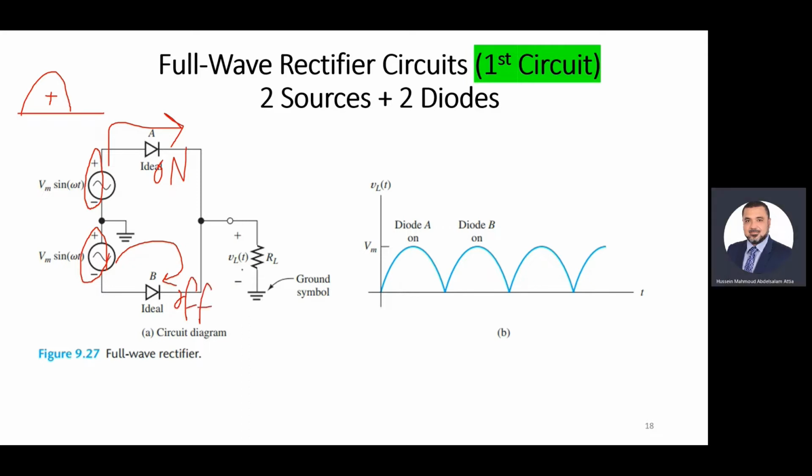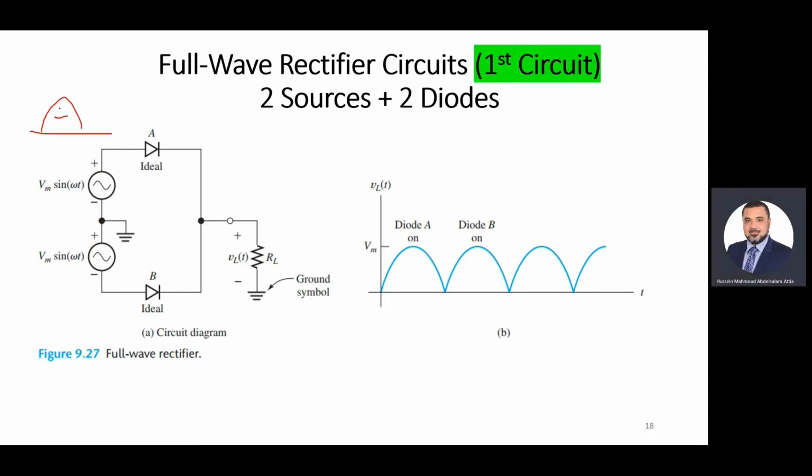Remember, this resistor is like here. And assume the resistor is here. If you remove the ground, or keep the ground actually, and the resistor is something like here. Tamam? Yani you can remove the resistor from here and have it here. So when the input is positive, diode A is on, this guy is off.